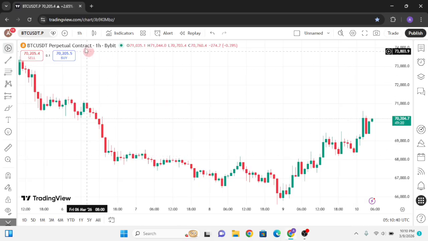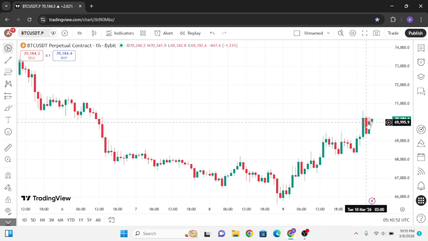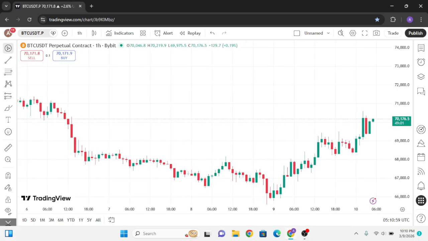If you set 1 hour here, that means each candle represents 1 hour. This is how the price performed within that 1 hour. Each candle contains 4 pieces of information. But let me zoom in so that you can see it very well.